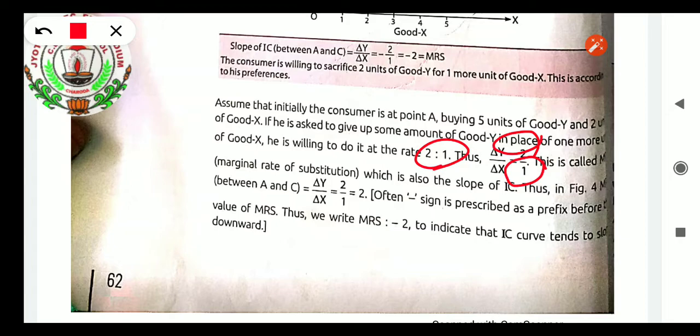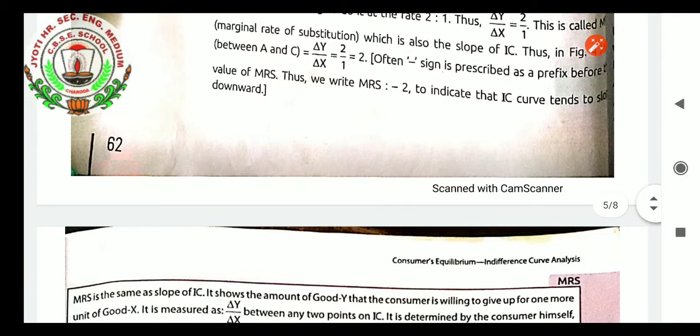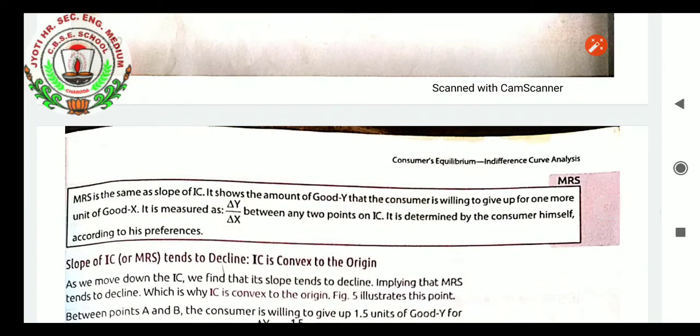Thus in figure 4, between A and C, change in Y upon change in X, the formula will be the same. If you have understood what is loss and what is gain, you can definitely put in the values in the formula and then calculate the marginal rate of substitution. For your learning, MRS is the same as the slope of IC.